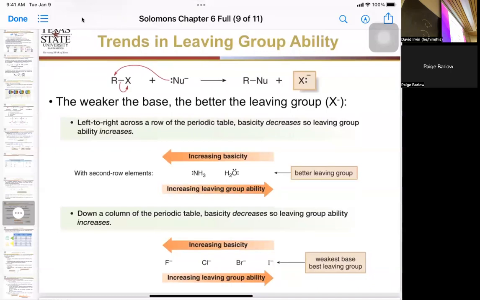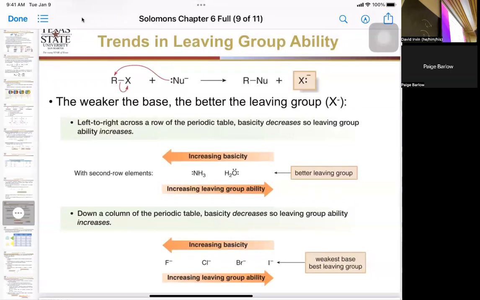So that's telling us that as we go along a row, our leaving group ability increases as we go to the left, toward fluorine. My left. Not.